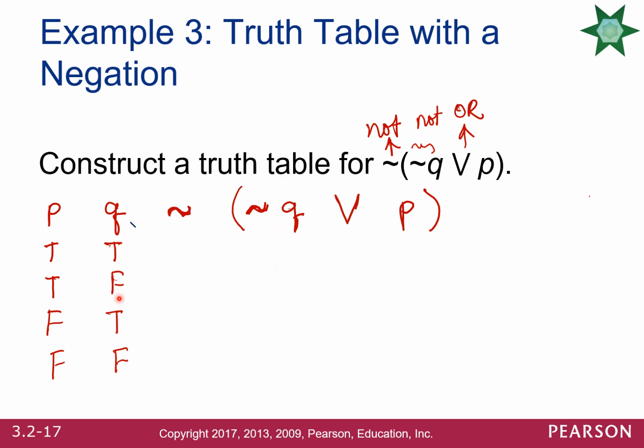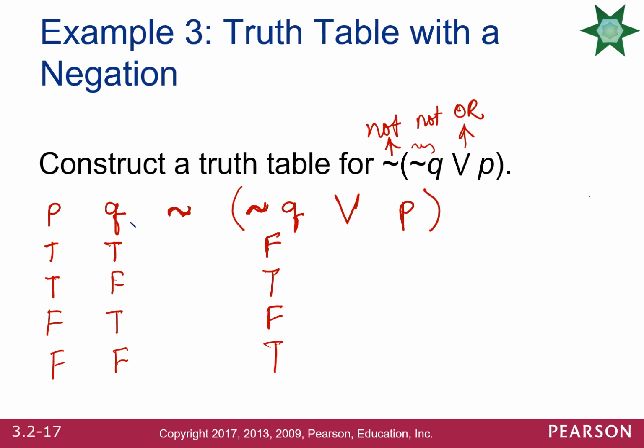If it's false, then the negation of that will be true. So I'm going to take all these T, F, T, F and switch them, negate them. So T is going to be F, and I'm going to write that under the negation for Q. T is going to be an F, F is going to be a T. Then this T is going to be an F, and this F is going to be a T. So that's all the negation.